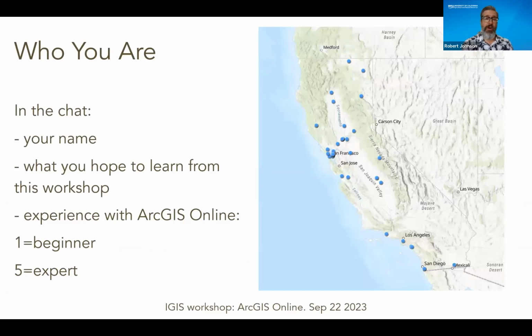Now, for who you are, as you can see from the map here, you're spread out all around California. And like I was saying earlier when we were looking at the roster, this is a pretty UC heavy group today. What we'd like you to do, we do this at the beginning of all of our workshops, is just in the chat, give us a brief rundown of what you would like to learn in this workshop, and also your experience level with ArcGIS Online, going from 1 absolute beginner to 5, you are an expert. So if you go ahead and start rolling that into the chat.